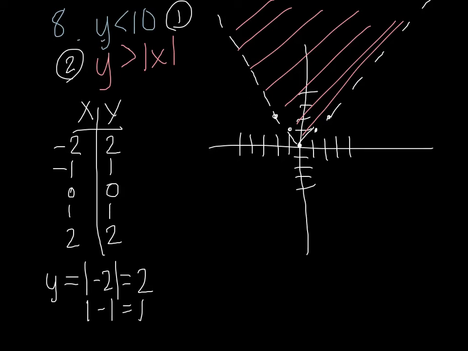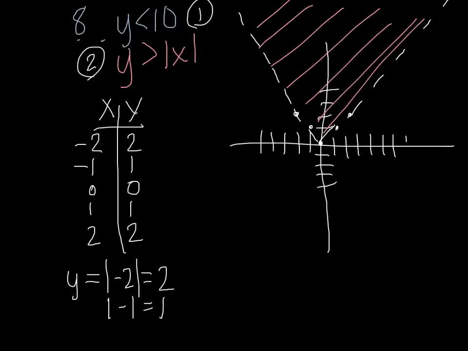Second thing I'm going to do is graph that y is less than 10. So we're going to go up to 10 in the y. And I'm going to draw my horizontal line at y equals 10. Again, it's a dotted line. Goes through the y-axis at 10. I'm shading all y values that are less than 10.